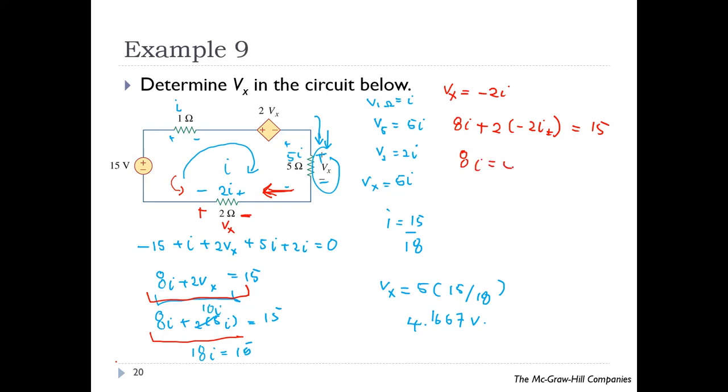8I minus 4I equals to 15. 4I is equals to 15. I equals to 15 over 4. Okay, and then to find Vx is equals to this one, minus 2 times 15 over 4. Okay, you can solve this on your own.